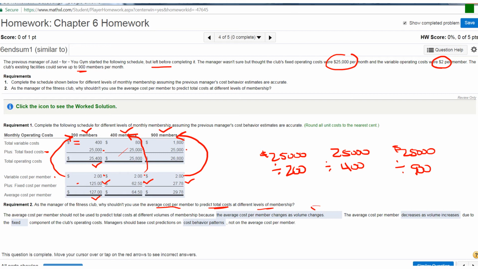So if you look at the answers down here, I've already plugged them in. I've already explained this, but this is basically what you've got, the cost behavior patterns. And so you really have to look at these individual components in terms of how your activities behave. You can't just do an averaging technique.